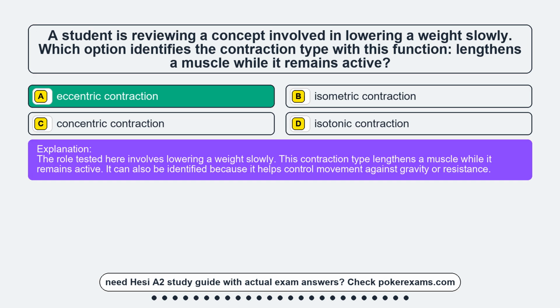The role tested here involves lowering a weight slowly. This contraction type lengthens a muscle while it remains active. It can also be identified because it helps control movement against gravity or resistance.